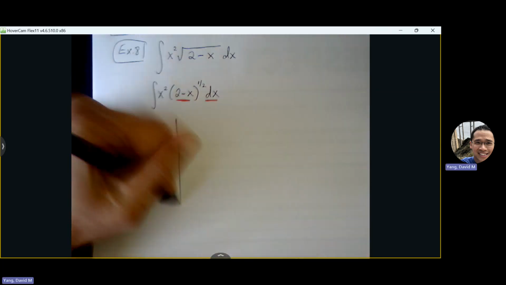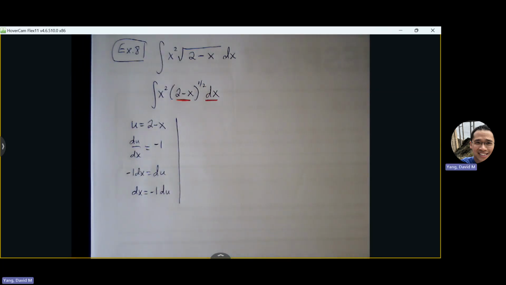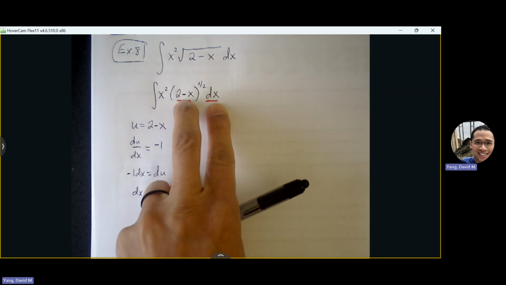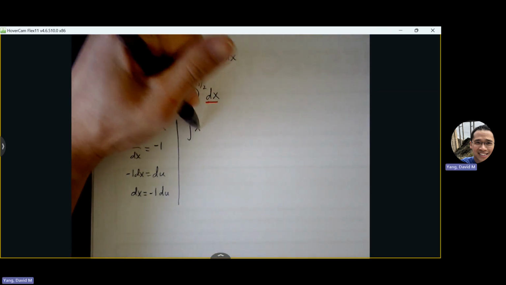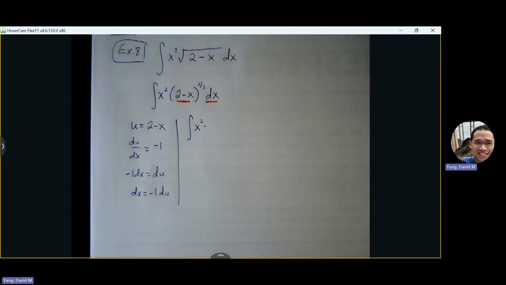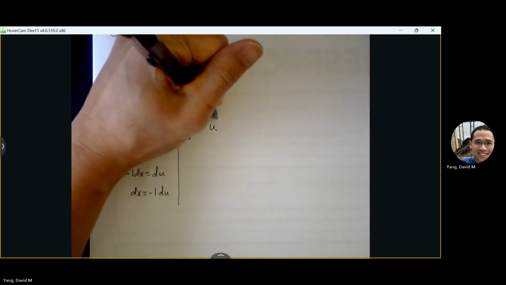Okay, so now I have enough information to substitute those two pieces. The x squared is going to stay. We don't know what to do with that x squared just yet, so we'll keep that. Parentheses gets replaced with u, and dx gets replaced with -1 du.